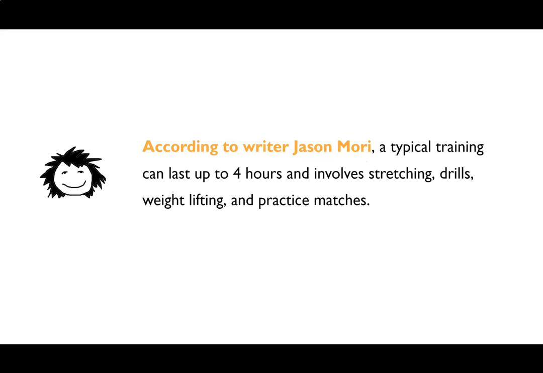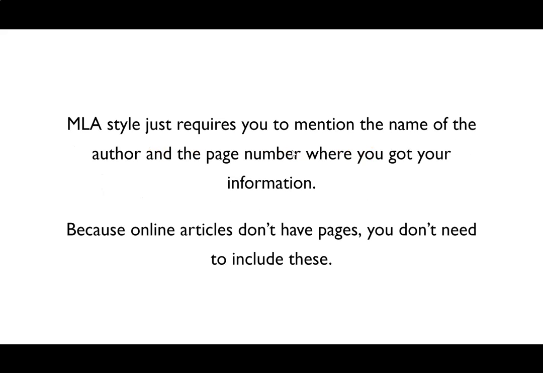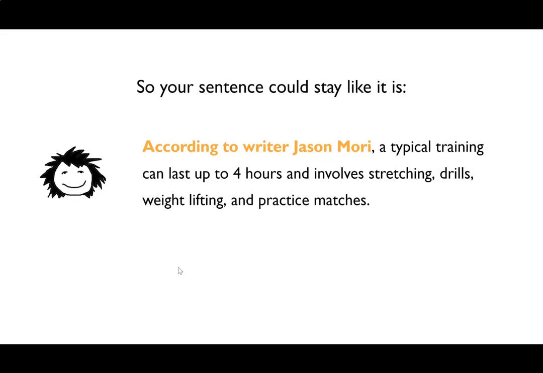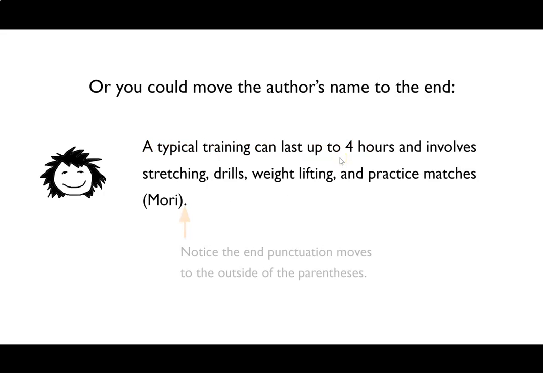So you can do this pretty informally, where you can just say, according to writer Jason Morey, right? And then give your information. So you can just refer to the author that you have. Sometimes though, it can be helpful to include the page number. We'll look at some examples like that, but you don't need to worry about that so much for online articles. So again, this would be fine, giving credit. You could keep it like that.